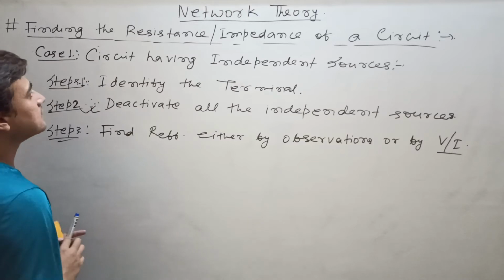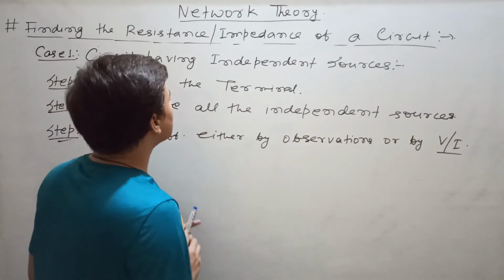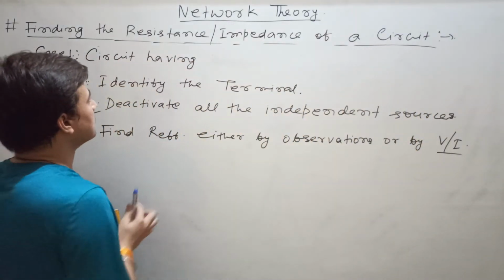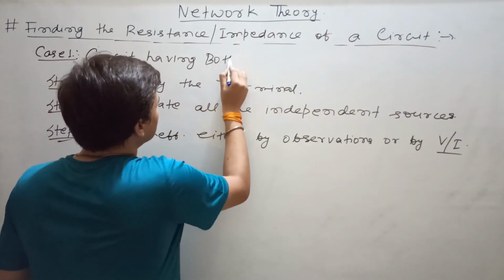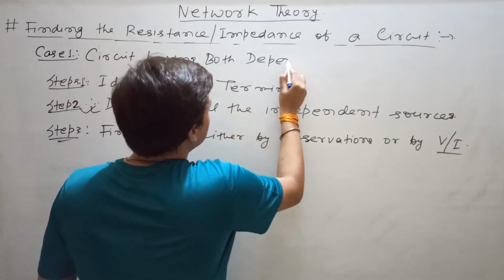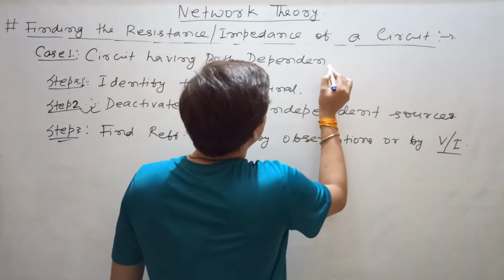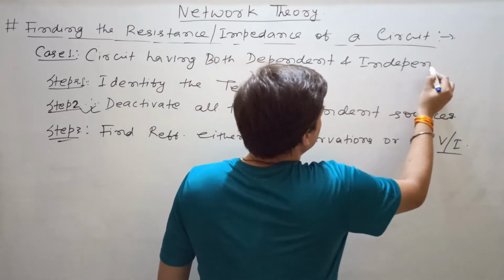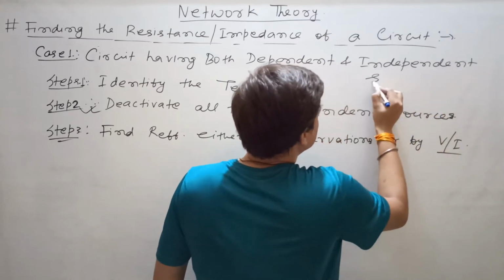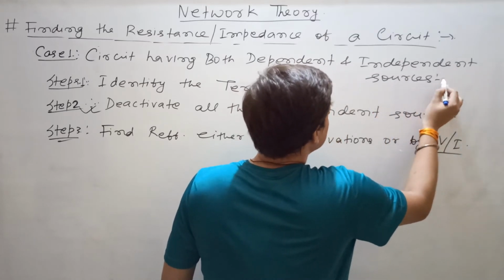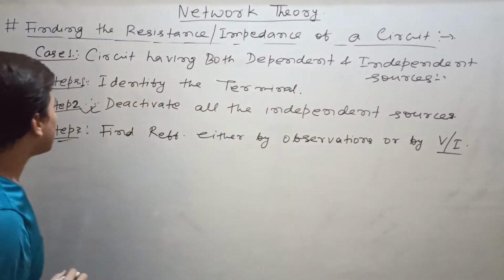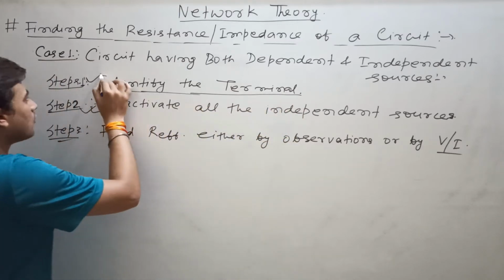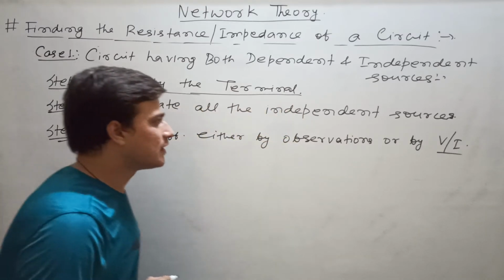Case 3 is circuit having both dependent and independent sources. So if you are having the circuit like this, then how will you find? First step is you will have to identify the terminal. First step will be common. You will have to identify the terminal.